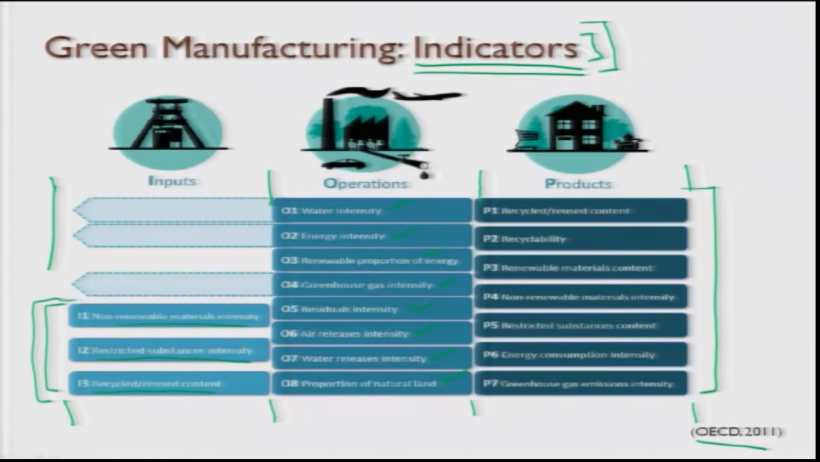In products, finally, these inputs go to the manufacturing concern. After manufacturing, when the end user is there, he asks what is the recycle and reuse content here also. Then recyclability of my product, renewable materials content, then non-renewable materials intensity here, restricted substances content, then energy consumption intensity of the product here during end use, and greenhouse gas emissions intensity. So these all indicators were given by OECD. I will give a little detail of these indicators here.